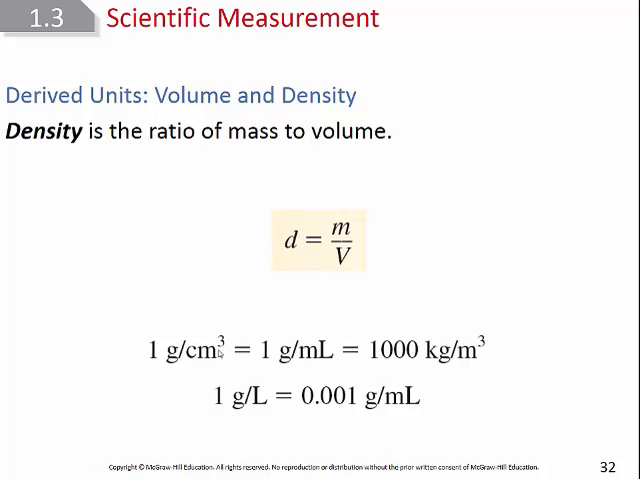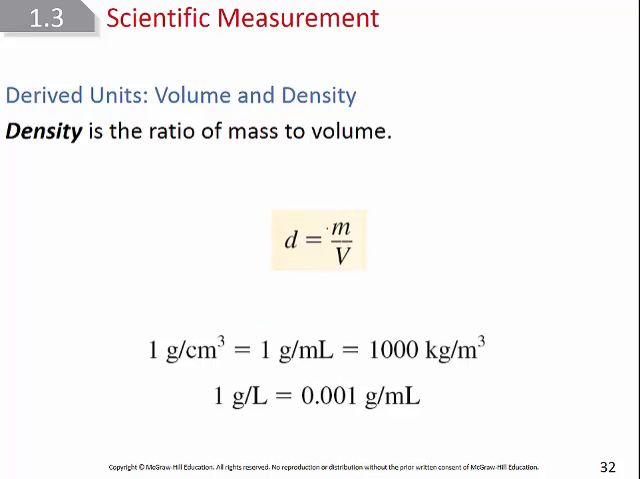Density is also a derived unit. Density is the ratio of mass to volume. So here's an equation: density is equal to mass over volume. Notice it is highlighted in yellow. Whenever we have a formula highlighted in yellow, if you refer back to your textbook, you'll see that this is also listed in your textbook as a formula, and at the end of the chapter it has a list of all the formulas that were noted in your textbook and highlighted.